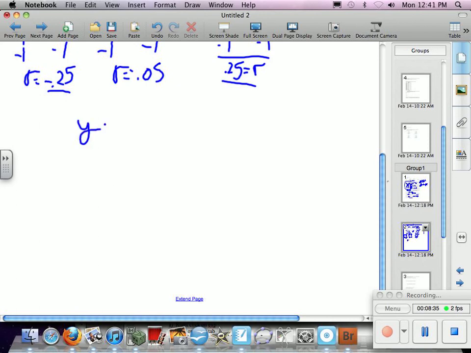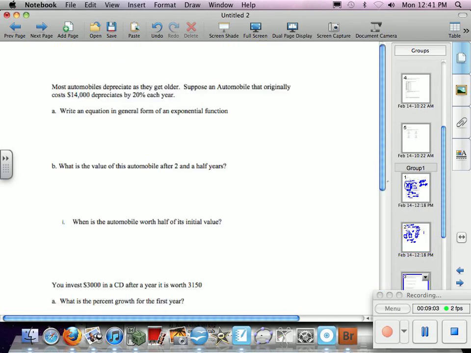Now let's go back to our original example. y equals 8 times 1.5 to the x. Well, the difference between 1.5 and 1 is simply 0.5. And we know that 0.5 is the same thing as a 50% increase. Enough about that. Let's go to the next page and do a quick example, and then that'll be it for the day.